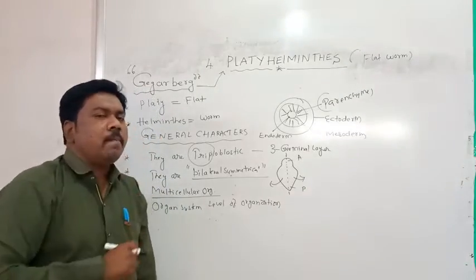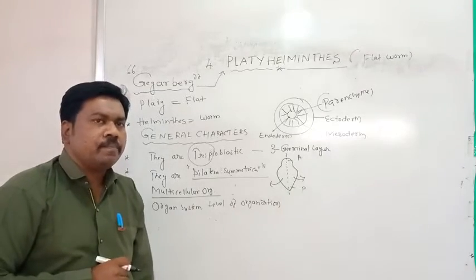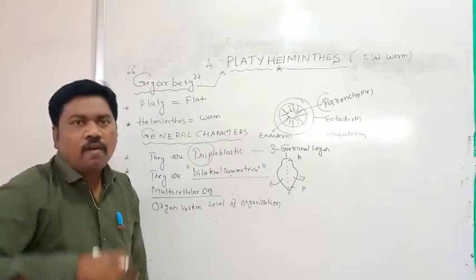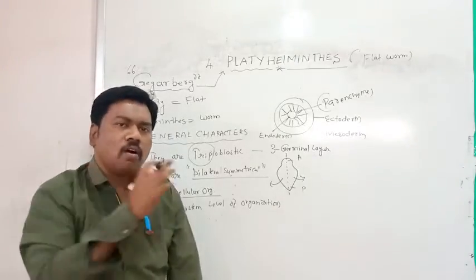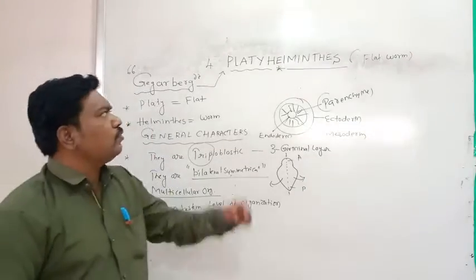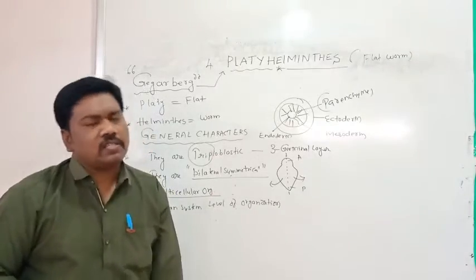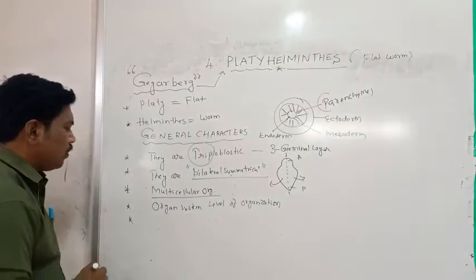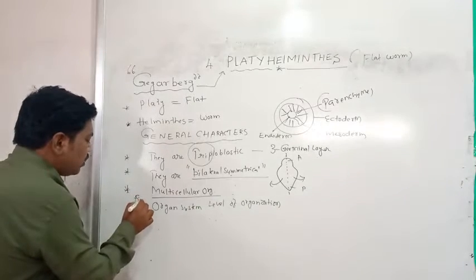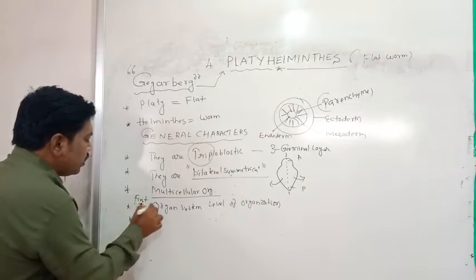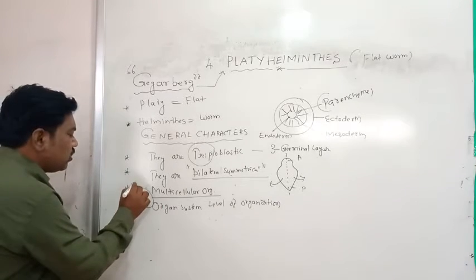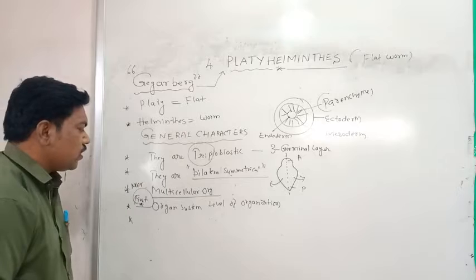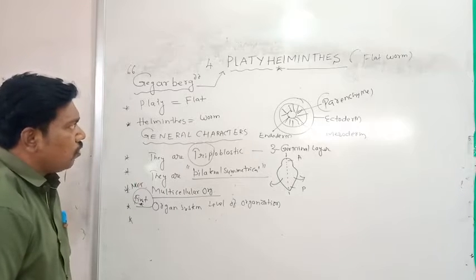The first time multicells are present in the Porifera, the first time tissues are evolving in the Cnidaria, the first time organs and organ systems are visible in which phylum? The Platyhelminthes phylum. So this is very important from the NEET point of view, right? The first time an organ system appeared in the Platyhelminthes organisms. So this is the organ system level of organization.